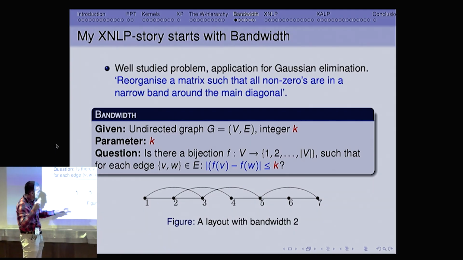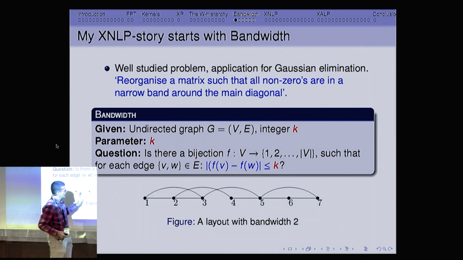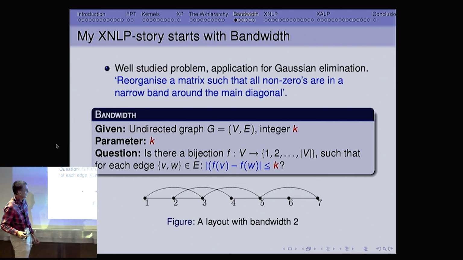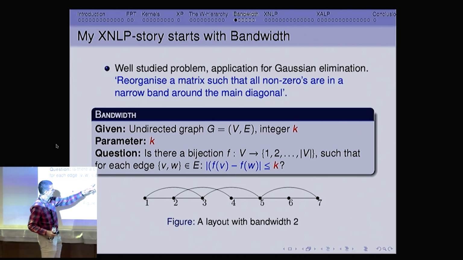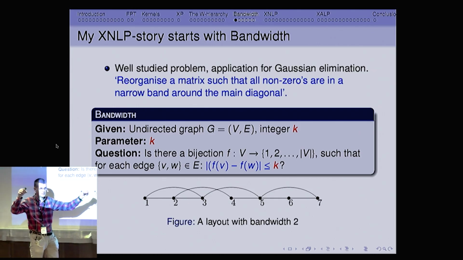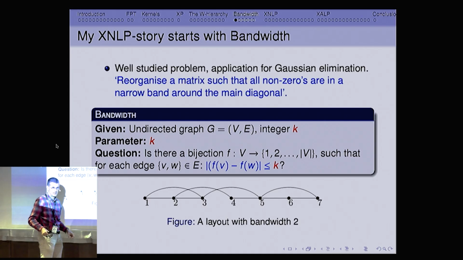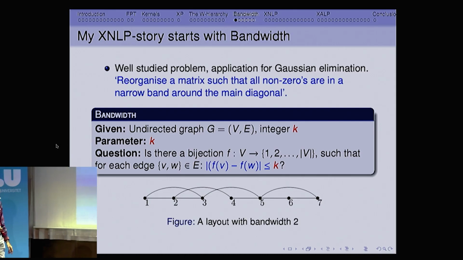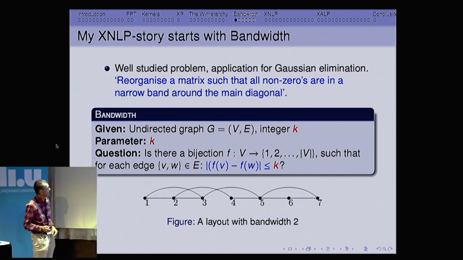So the question is, I take a linear ordering, a numbering of the vertices from 1 to n, such that for every edge, the difference of the numbers of the endpoints is at most my target value k. And so this is a layout of bandwidth 2. And this is basically that problem.